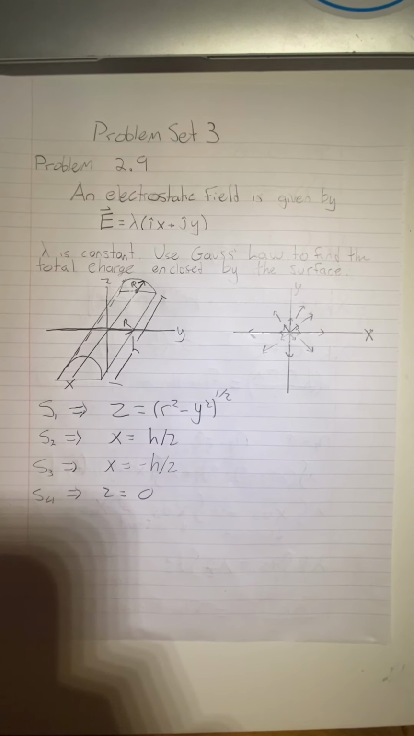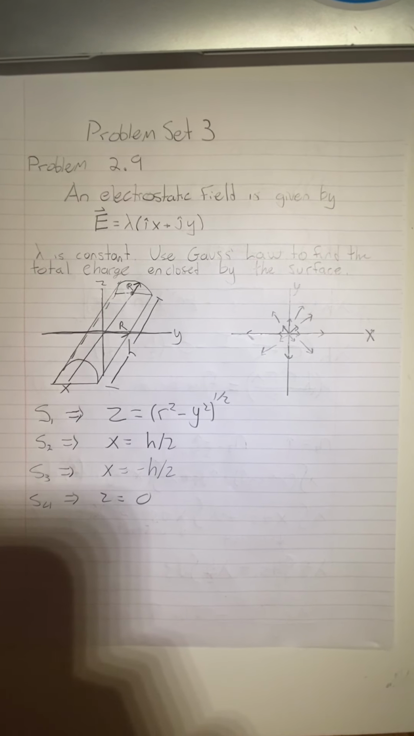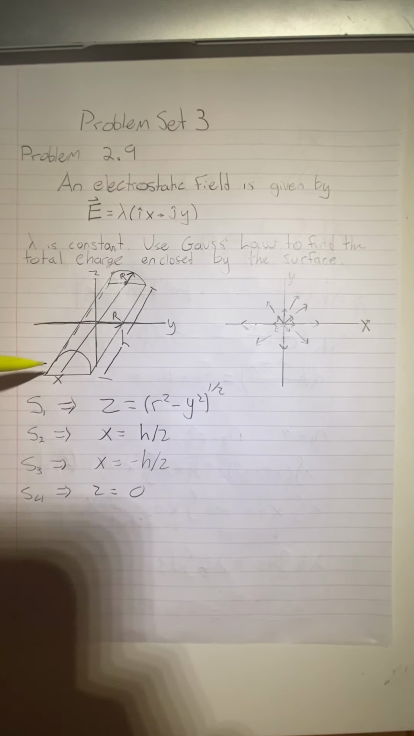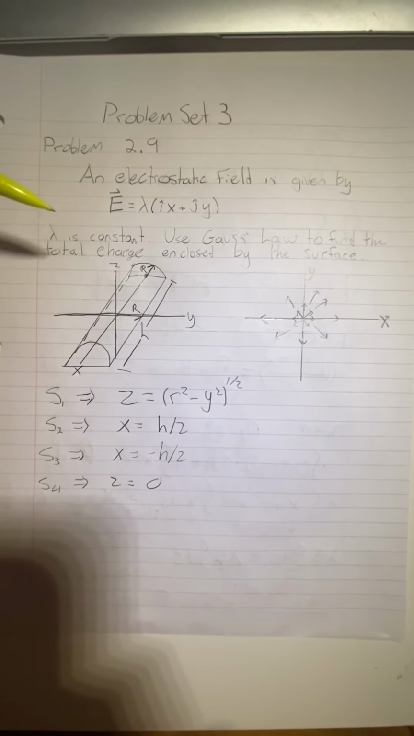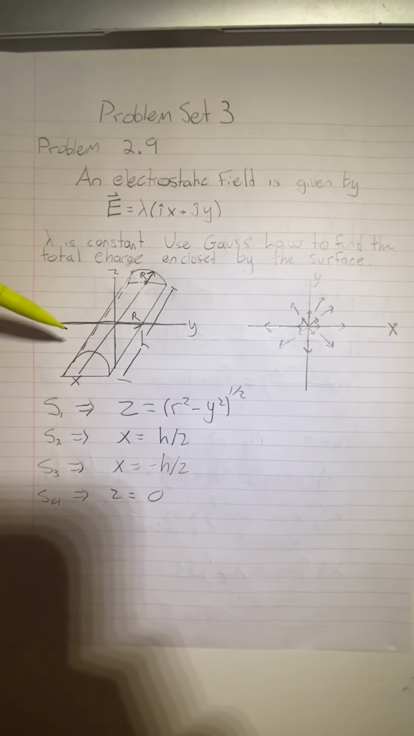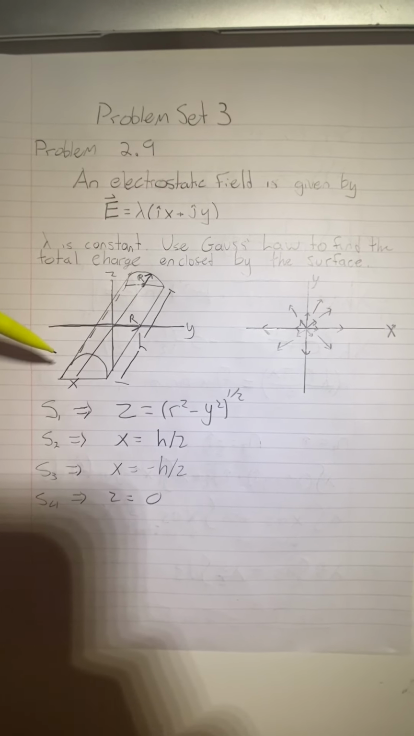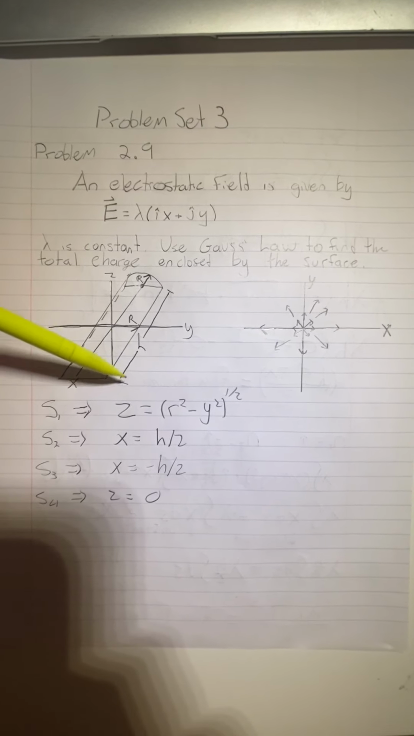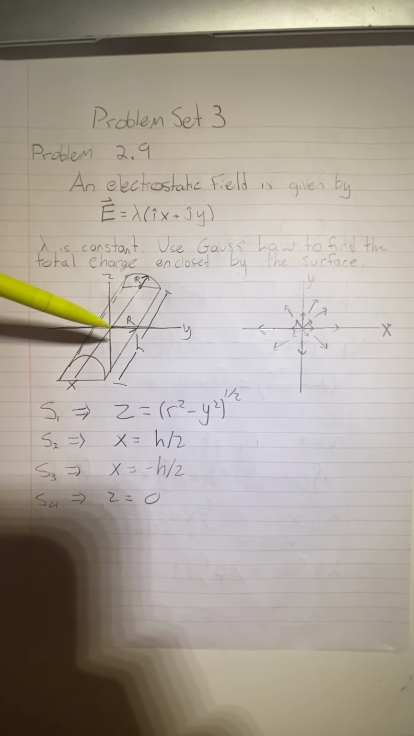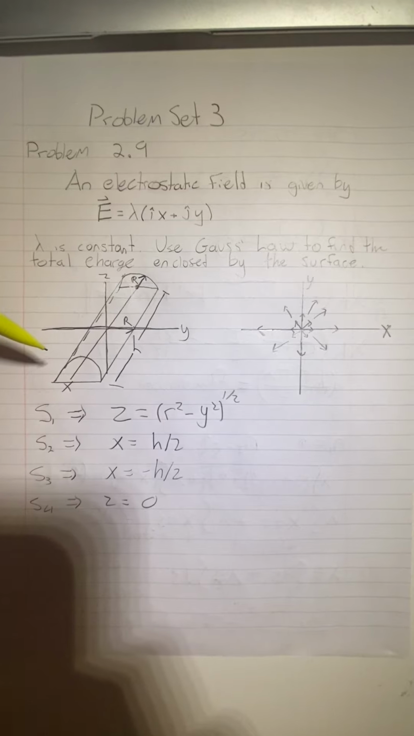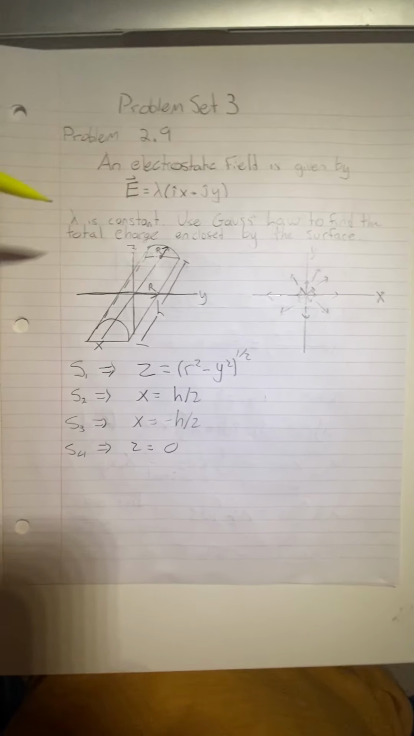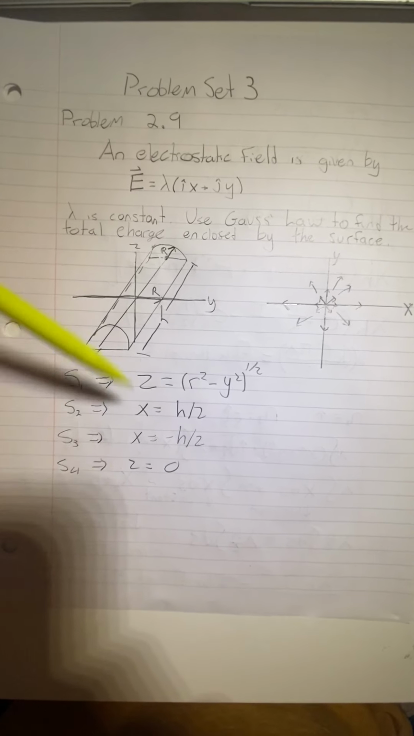So we have to use Gauss's law to find the total charge enclosed by a surface. This is the surface right here. It is a half cylinder with its flat part sitting on the xy plane at z equals 0, with a length h and a radius r of the cylinder. So to start out, we want to find the surfaces.